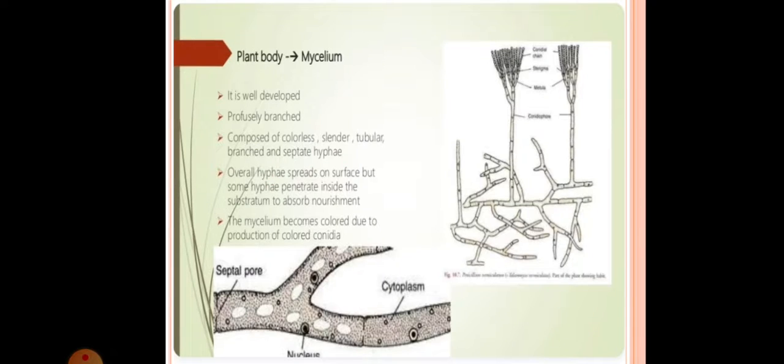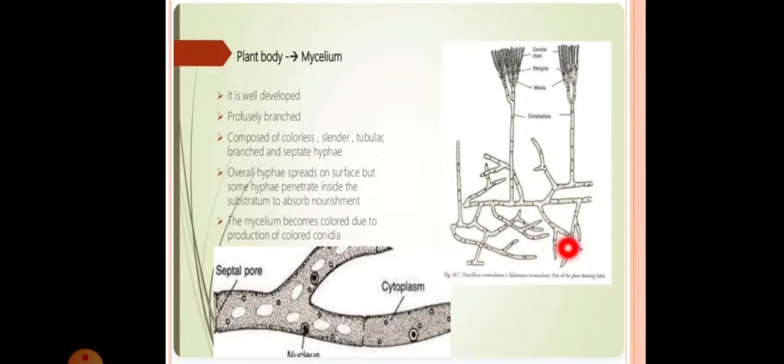So now we'll see the vegetative structure of this Penicillium. We first see the plant body, the mycelium. It is well developed and profusely branched. Here you can see the structure of the mycelium, and you can see the branching of this Penicillium, composed of colorless, slender, tubular, branched, and septate hyphae. Here you can see this colorless and slender tube-like structure and branches, and then septate hyphae.